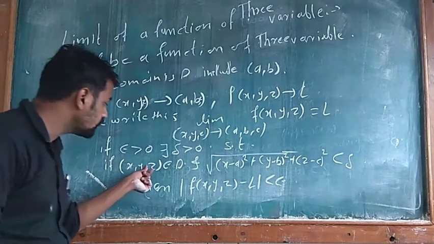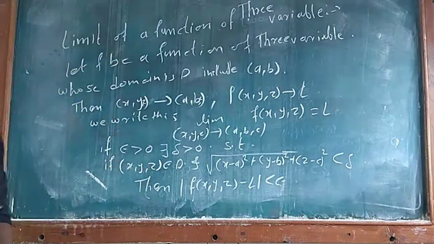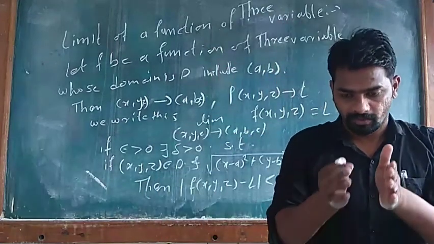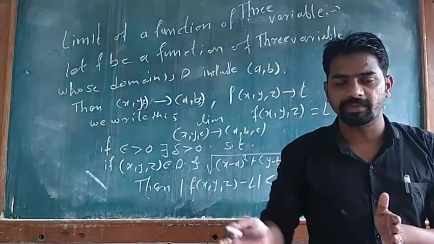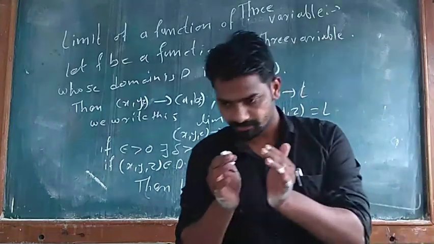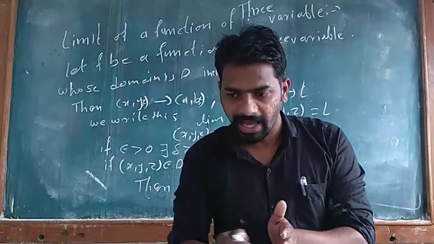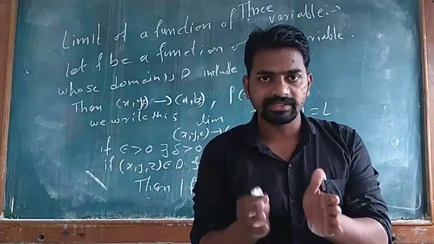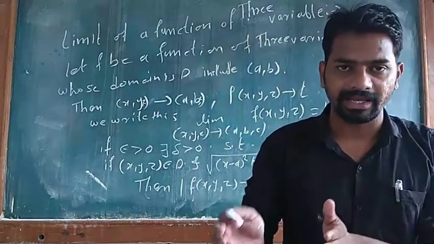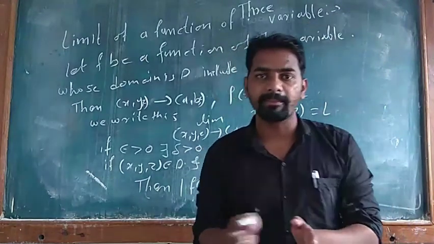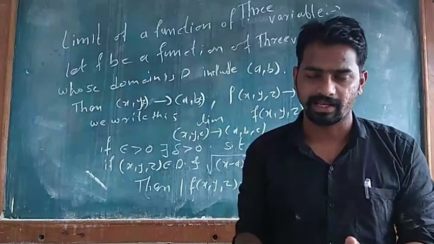Here we include only the point z. This limit of a function says that a point approaches a, that is, a point (x, y) in two variables. We can say that a point (x, y) approaches the point (a, b), that is, the distance between (x, y) and (a, b) is very small, then f of (x, y) approaches L.